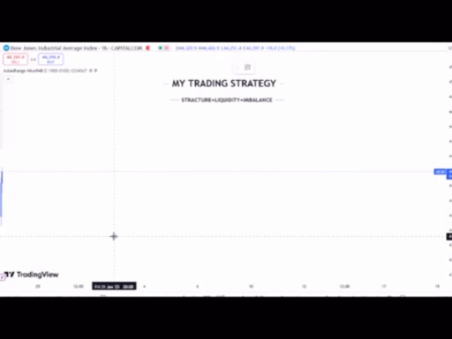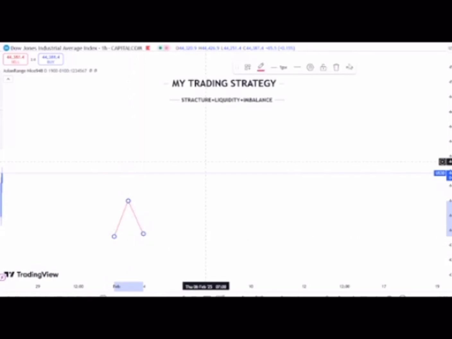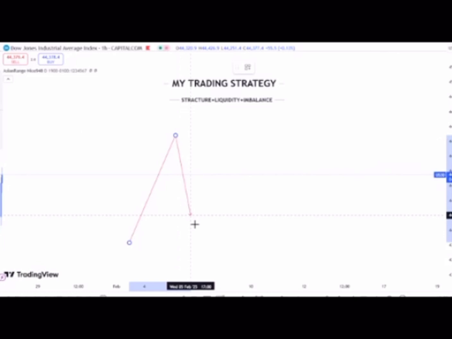So I take a trade on courses like this. Okay, let me make it a little bit big. So this is how it actually looks like. There is a movement right here. Then we come back into this movement like this. Then we move up to break structure. This is how I trade.